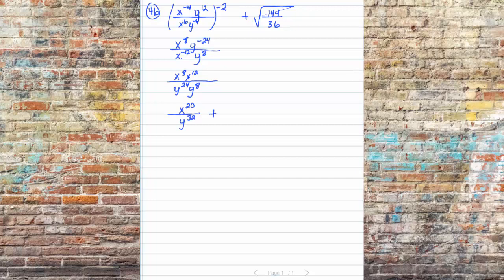Let's go back and clean up the one on the right. Square root of 144 over 36. We should realize that that can clean up into the square root of 144 over the square root of 36. Square root of 144, that's 12. And the square root of 36, that's 6. And now I recognize that 12 over 6 is simply 2. So I'll bring down my final answer, and we end up with x to the 20th power over y to the 32nd power plus 2.